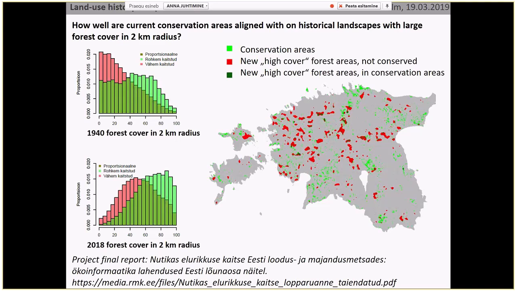But this still indicates that there is room to think in these terms, whether we are doing well in conservation in terms of the landscape, the historical landscape, and what species actually require or what trends and patterns they have. So this is just one recent study that we made for the Estonian Forest Management Board, RMK.